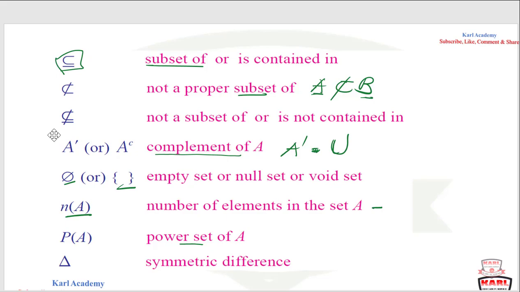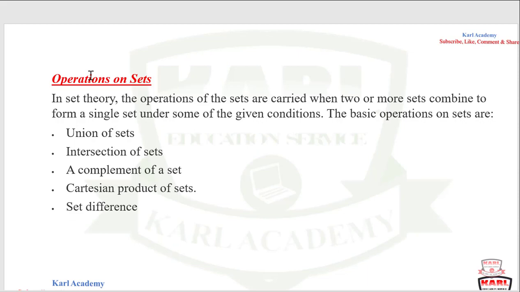So let's now talk of set operations. These occur when we are combining two or more sets to form a single set under some given condition. In set operations we shall cover union of a set, then intersection, then complement of a set, Cartesian product of a set, and then set difference. This is what we shall cover in set operations.